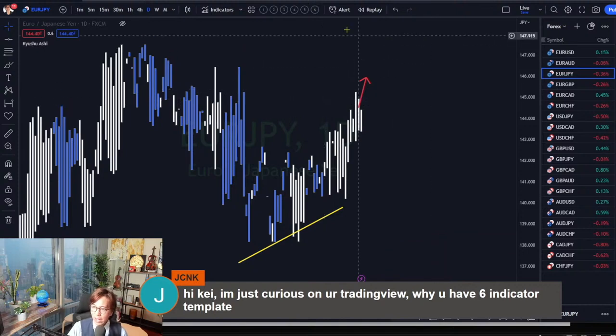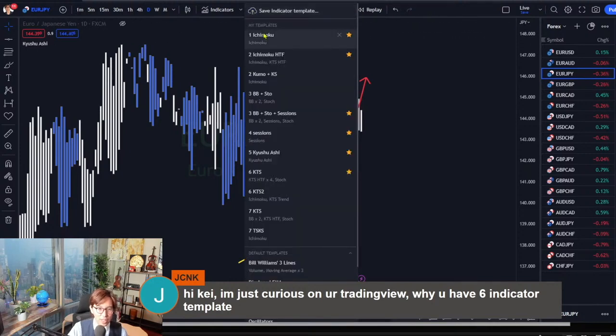So you may wonder how I put numbers 1 to 6. This is how I do my template. In front of each template name, I put numbers 1, 2, 3, 4, 5, 6. Like this. So now the ones that I put as my favorites are enabled. Number 1 is Ichimoku, number 2 is Ichimoku for higher time frame, which is the same right now as number 1. Number 3 is for the lower time frame confirmations: the Bollinger Band, Stochastic, and Sessions. Number 4 is Sessions itself, number 5 is the Kumo Ashi, and number 6 is the KTS. So this is how I lay out the indicators.